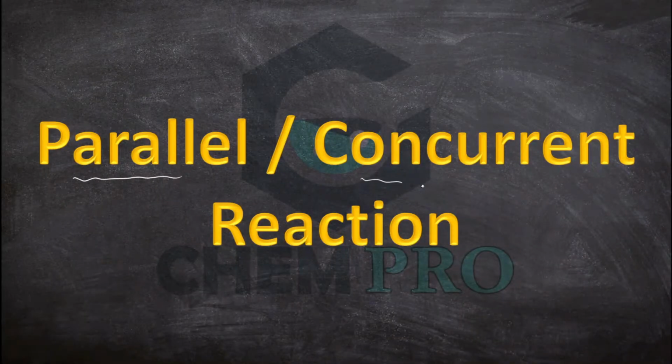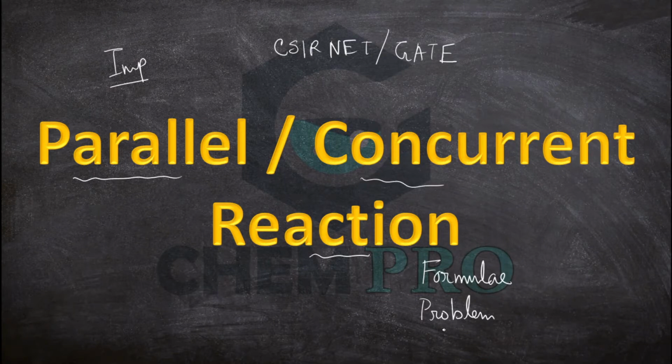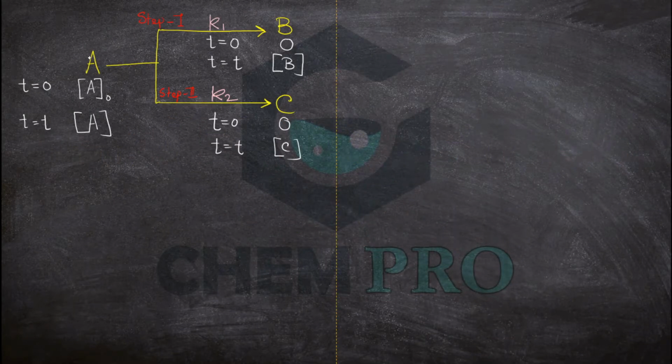Parallel or concurrent reaction is a very important topic from chemical kinetics, and several types of important questions are asked in CSIR NET and GATE examinations. In this video we are going to derive the important formulae and solve some problems from this topic. In a parallel reaction, A is simultaneously converted into B and C.